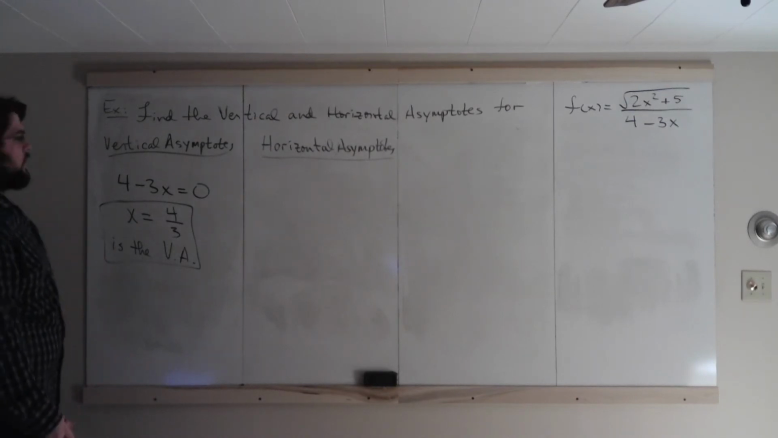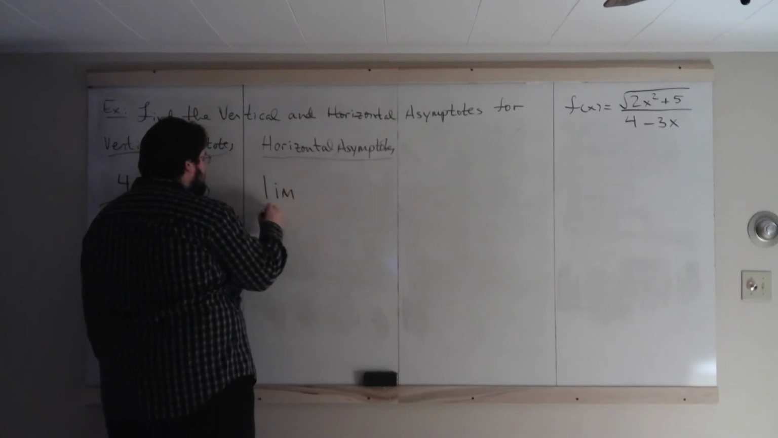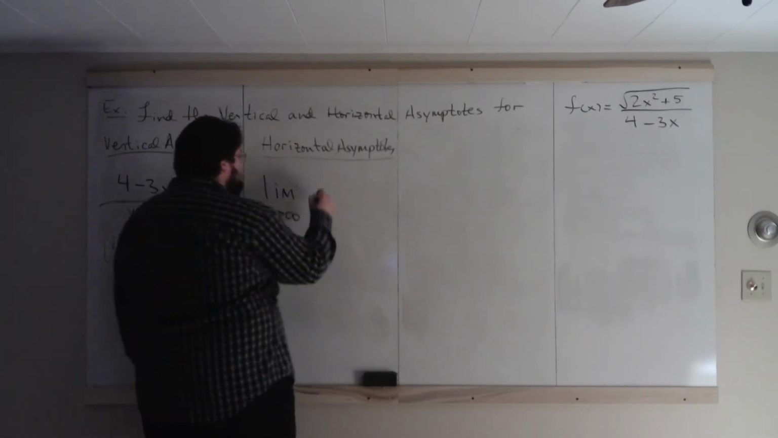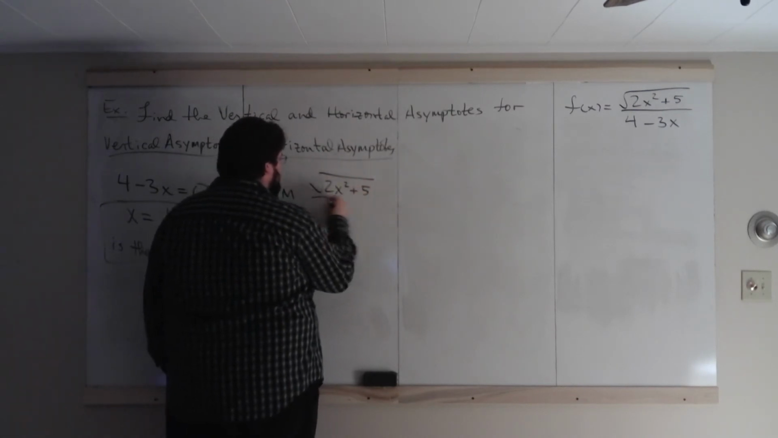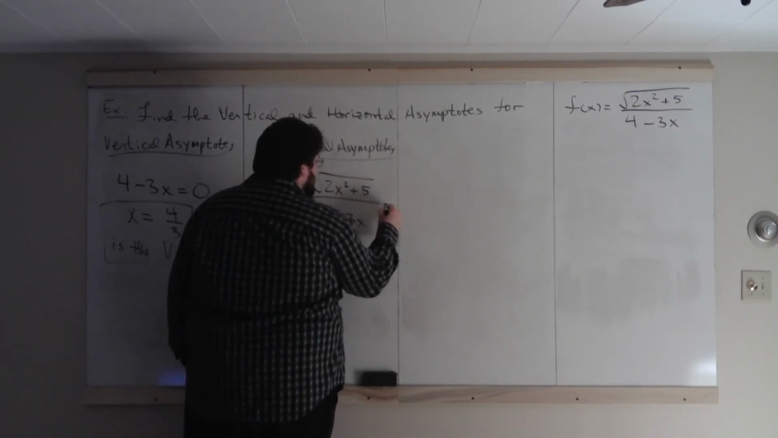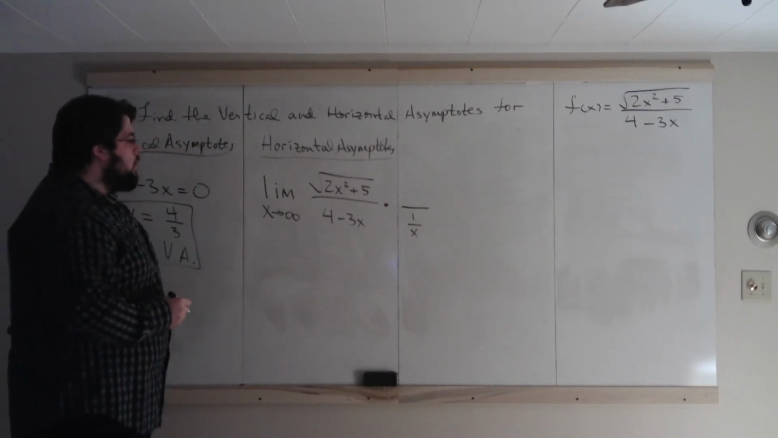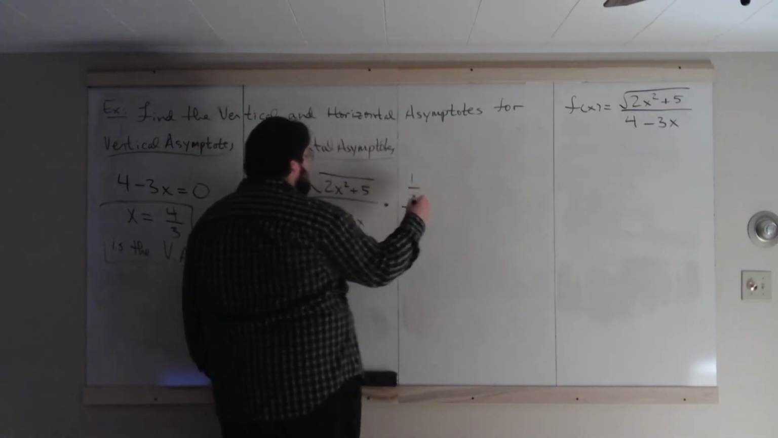Now for the horizontal asymptotes, we again have to compute two limits. Limit as x goes to infinity of root 2x squared plus 5 over 4 minus 3x. Well, here we have effectively a degree 1 in the top and a degree 1 in the bottom, so we'll divide everything by 1 over x because of that bottom.